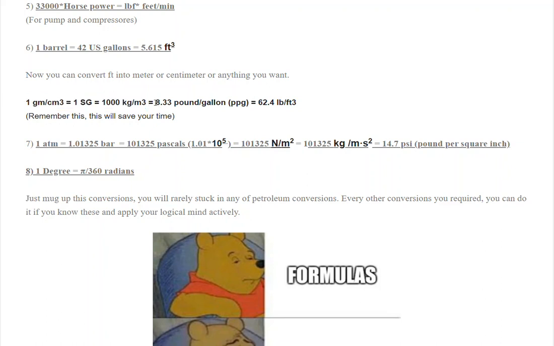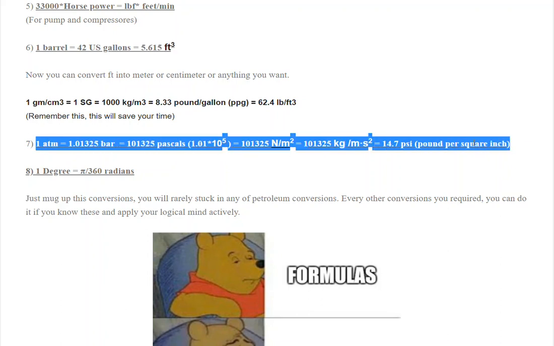Next, it is equal to 8.33 pound per gallon, which is lbf per gallon, and that is also equal to, when we convert this gallon into feet cube with the help of 42 US gallon equal to this much of feet cube, 62.4 lbf per feet cube. Another thing is it is equal to 0.433 psi per feet, that is also a unit of density. This is very useful.